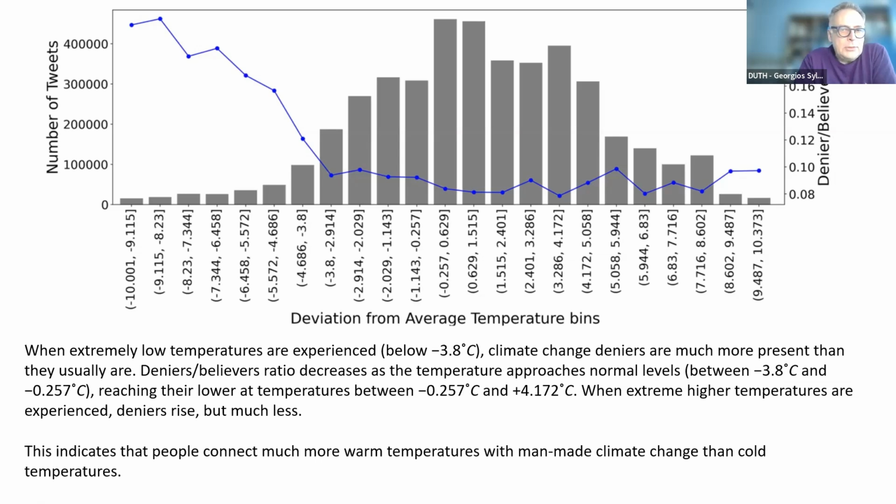The deniers to believers ratio decreases as the temperature approaches normal levels and reaches its lowest value at temperatures between minus 0.2 degrees and plus 4.1 degrees. When extremely high temperatures are experienced, deniers rise, but much less. This indicates that people connect climate change with warm temperatures more than with extremely cold or very cold temperatures.